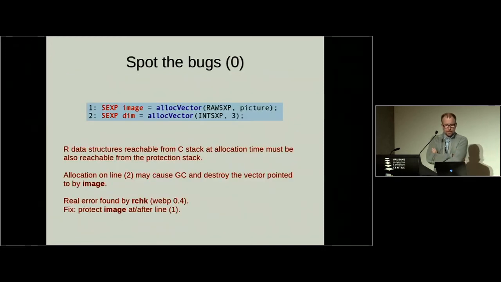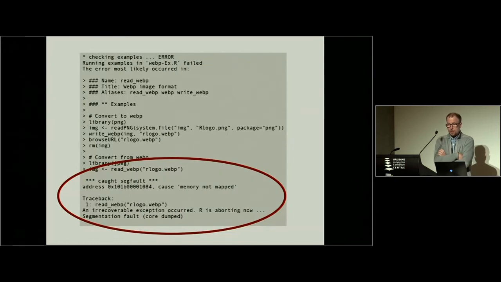Okay, so this is the code from the package I have shown at the beginning, the report for. So this is a real bug, and someone simply forgot to protect. At line 1, we allocate a vector. At line 2, we allocate another vector, but we have not protected the one at line 1. So the garbage collector may run and may reuse the memory for image, and then later the code accesses image, and if you run it, it may crash, right? So this could happen. I have run the test and it segfaulted.